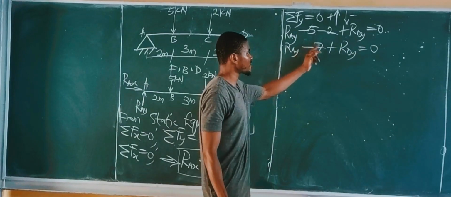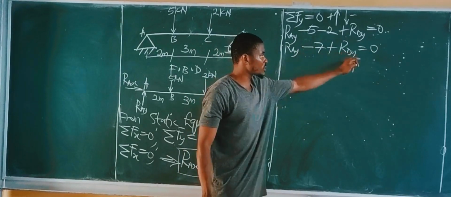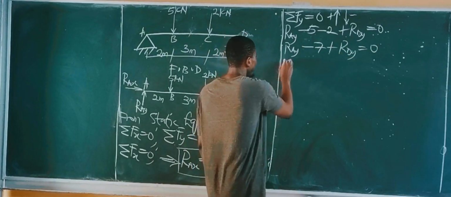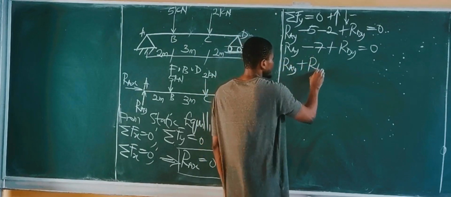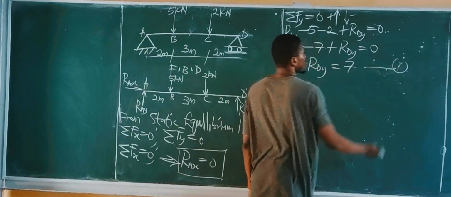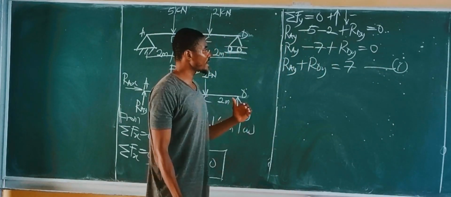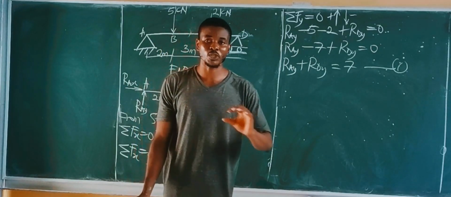So this is saying RAY minus 5 minus 2, which is minus 7, plus RDY equals 0. Let's send minus 7 over to the other side of the equation. Negative sign across the equal sign becomes positive. So we have RAY plus RDY equals 7. Call this equation 1. Equation 1 is one equation having two unknowns, so it's impossible to solve.